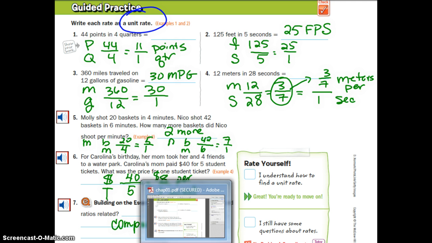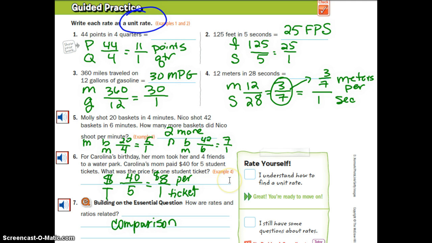Number 5, we have Molly, who shoots 20 baskets in 4 minutes. Nico, 42 in 6 minutes. We simplify those and find out that Molly shoots 5 baskets in 1 minute and Nico 7 baskets in 1 minute, and they wanted to know how many more. We subtract, and that gives us 2. Oh, let's get rid of this guy hanging out here. Okay, and then in number 6, we have Caroline's birthday party, taking friends, $40, 5 tickets, $8 a ticket.